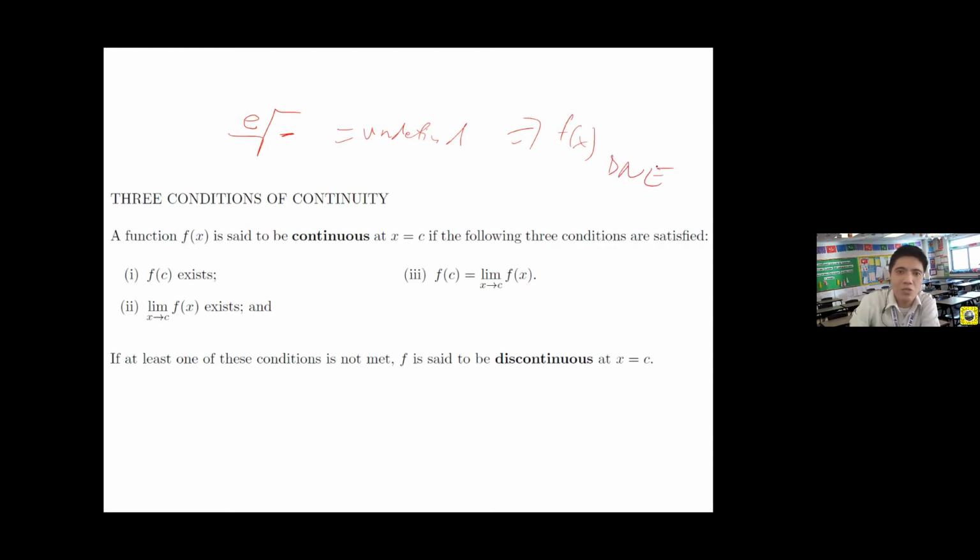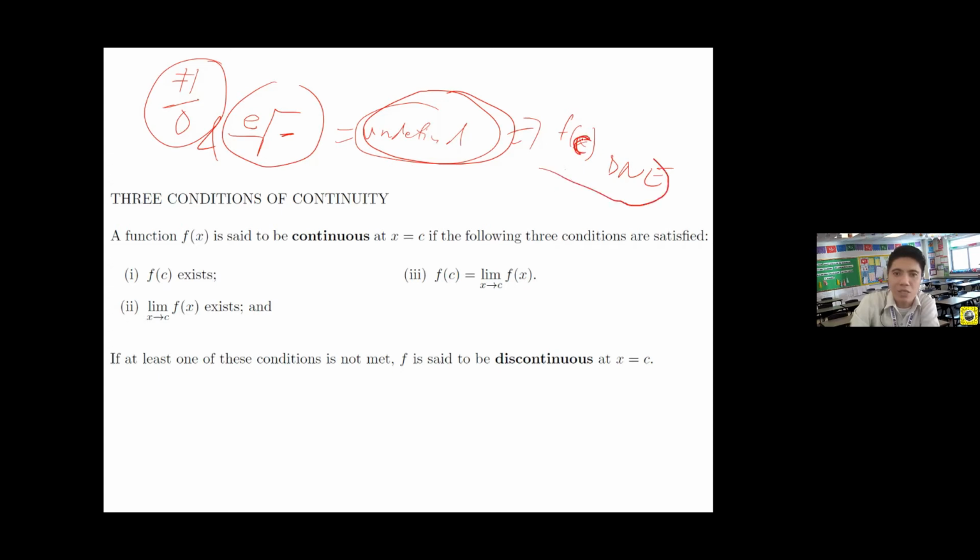So the condition to watch for is when it becomes undefined. There are two cases: a number over 0, and the even root of a negative number. These are the two conditions to watch out for. If it is undefined, therefore f of c does not exist, and the first condition is not satisfied.